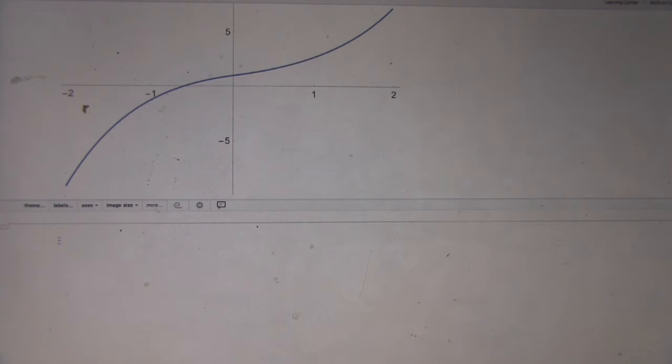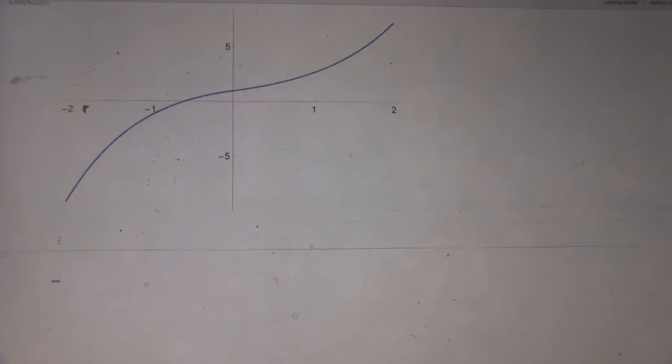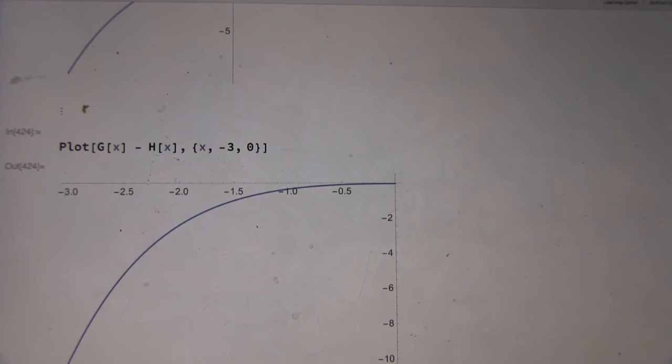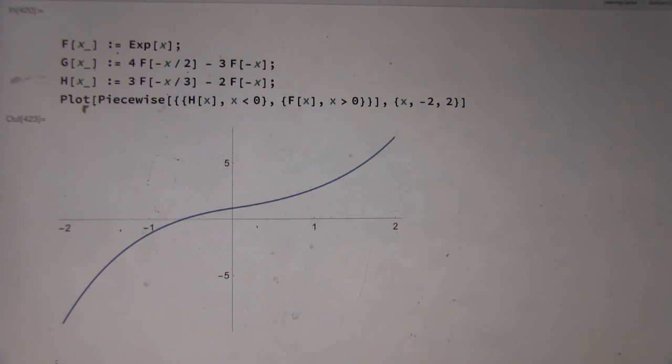So maybe, to look at the difference, we can plot g of x minus h of x. x just being negative is the only time they're going to be different, so from, say, minus 3 to 0. There we go. So we actually do see it gets more different as you go further and further. Yeah, the subtraction is negative, so that means h of x is larger. But anyway, okay, so that's different.